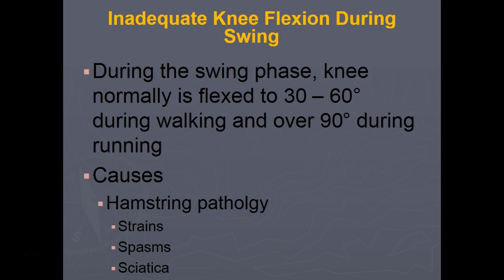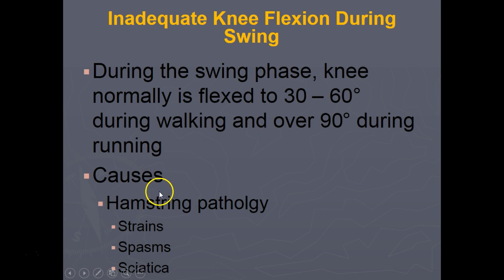Okay, two more, guys. Inadequate knee flexion during swing phase. We can imagine that if the knee was extended during swing phase, we would probably just fall forward, right? During the swing phase, the knee is normally flexed anywhere between 30 to 60 degrees during walking, and for sure at least 90 degrees during running. It becomes very important that you have adequate knee flexion during the swing phase of gait. There are times where this isn't the case.